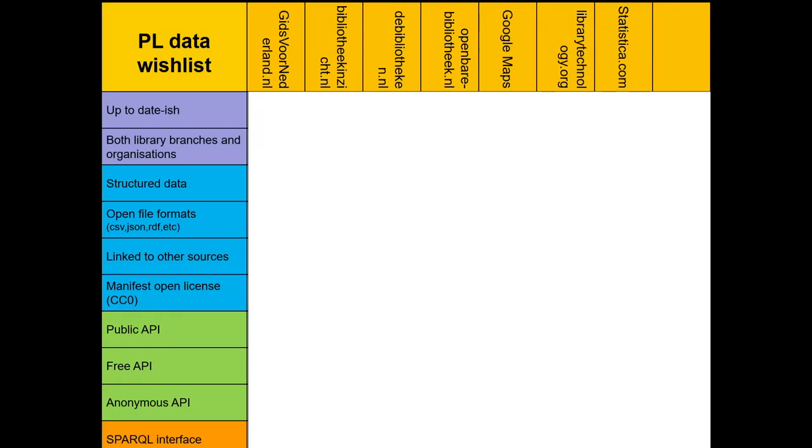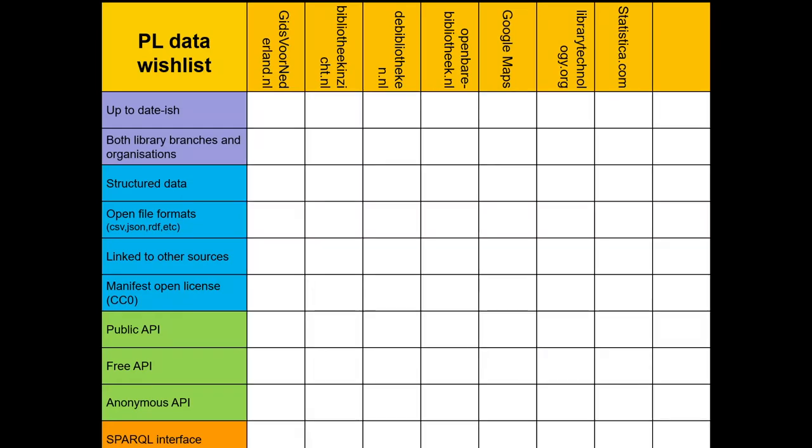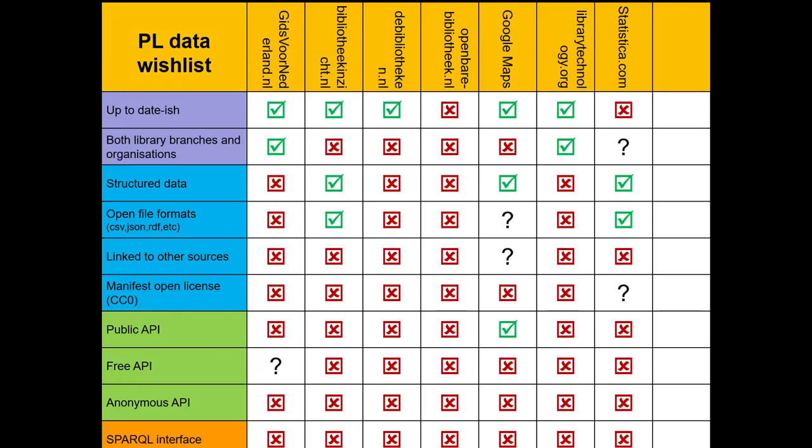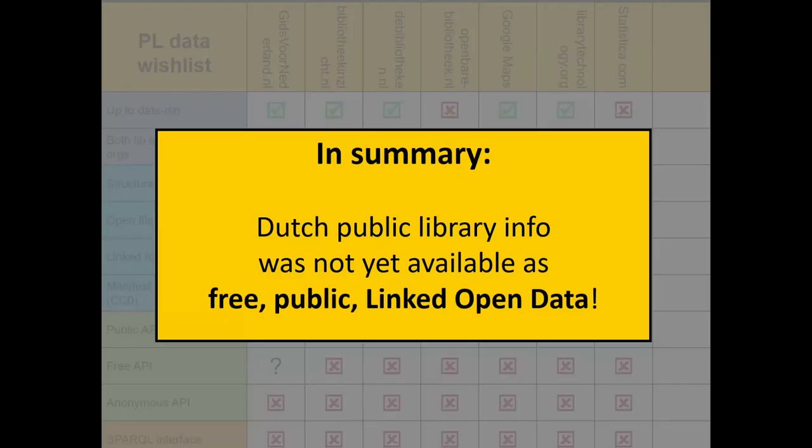So now these are all the sites I just showed you, and now I'm going to make a big grid. This is about the evaluation I did. I'm not going into it, but there is no single column which has all green check marks. That's the important thing to take away. And so in summary, there was no public, free, linked open data for Dutch public libraries available before I started my project. So this was the ideal motivation to actually work on it.